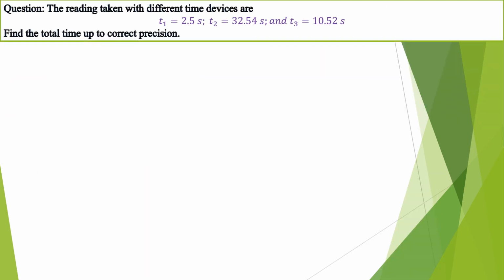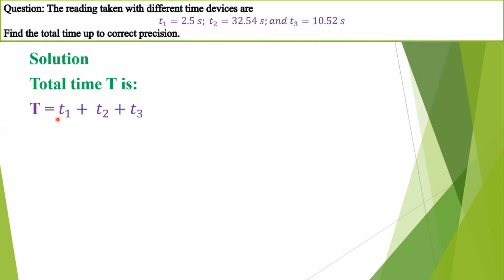Question. The readings taken with different time devices are T1 equals 2.5 seconds, T2 equals 32.54 seconds and T3 equals 10.52 seconds. Find the total time up to correct precision. Solution. For total time, we can sum up all the times measured. T equals T1 plus T2 plus T3. Putting the values of T1, T2 and T3, we get T equals 2.5 plus 32.54 plus 10.52. And by adding all the values, we get time T equals 45.56 seconds.